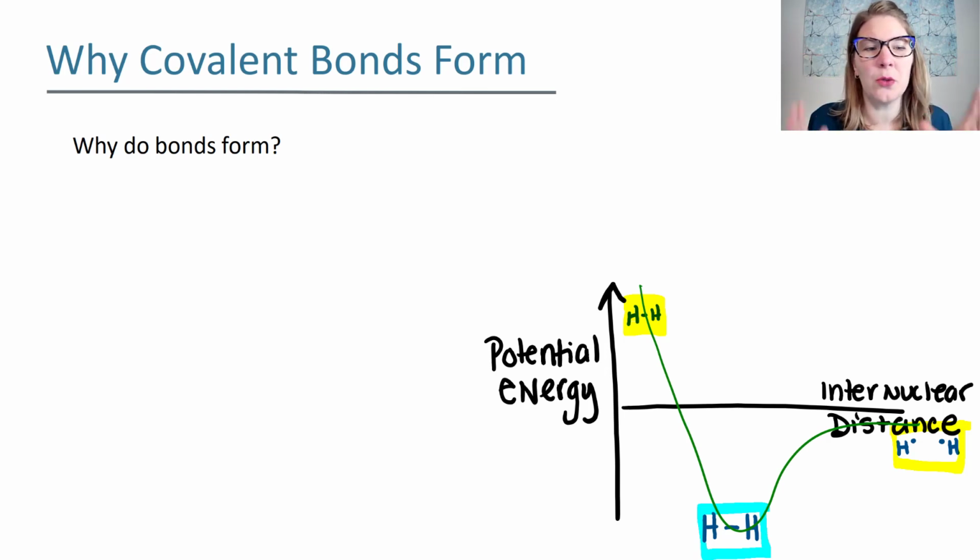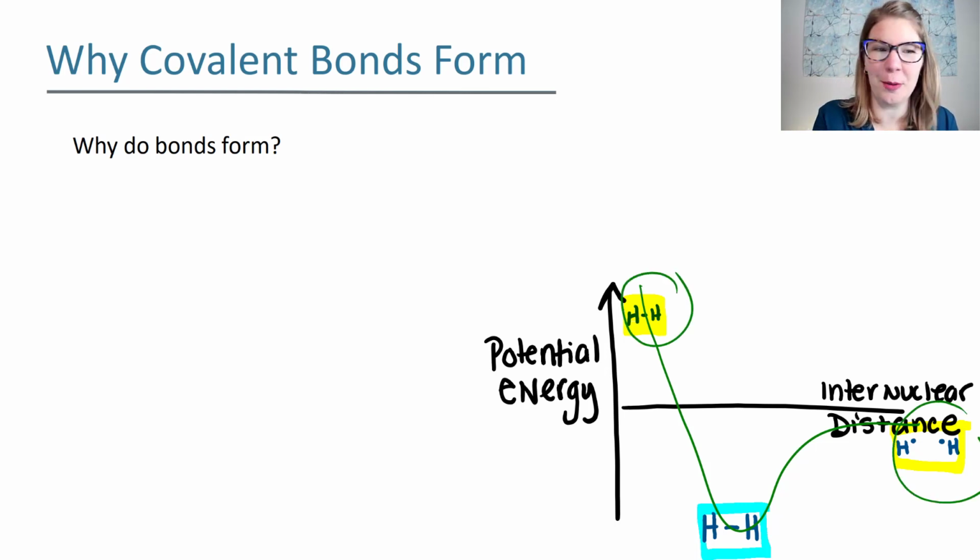So our bonds form because when 2 atoms come together, they find a position where they can share their electrons and create a stabilizing effect and be close enough that the repulsive forces aren't too repulsive. And so it's almost like the Goldilocks of distance, right? Here is too close, too far away, and just right.